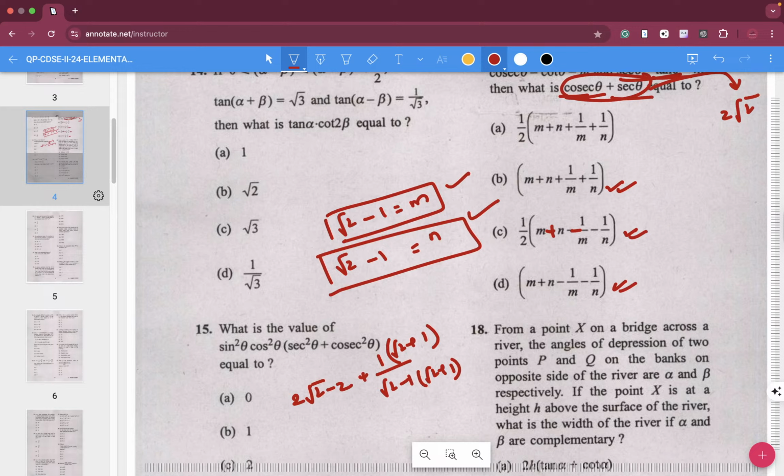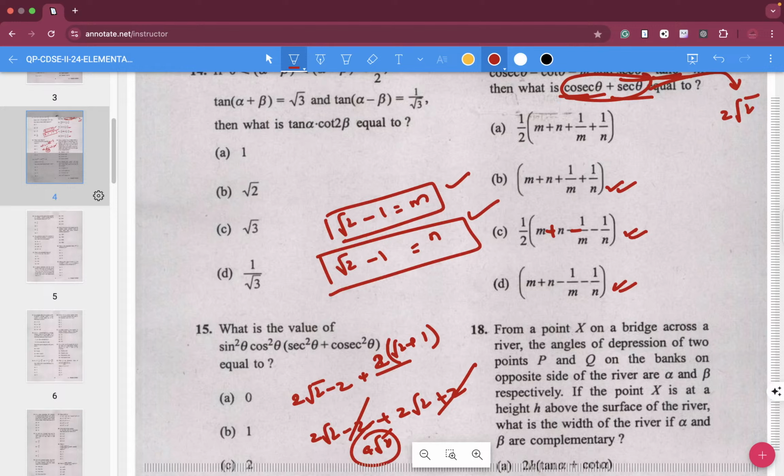plus 1 by n. It is simply 2 times, because m and n values are the same. Now the denominator will give you 1, so we can simply do away with the denominator. Now over here it is 2 root 2 minus 2 plus 2 root 2 minus 2, this one gone, plus 2, this one gone, this one gone, this is your 4 root 2.